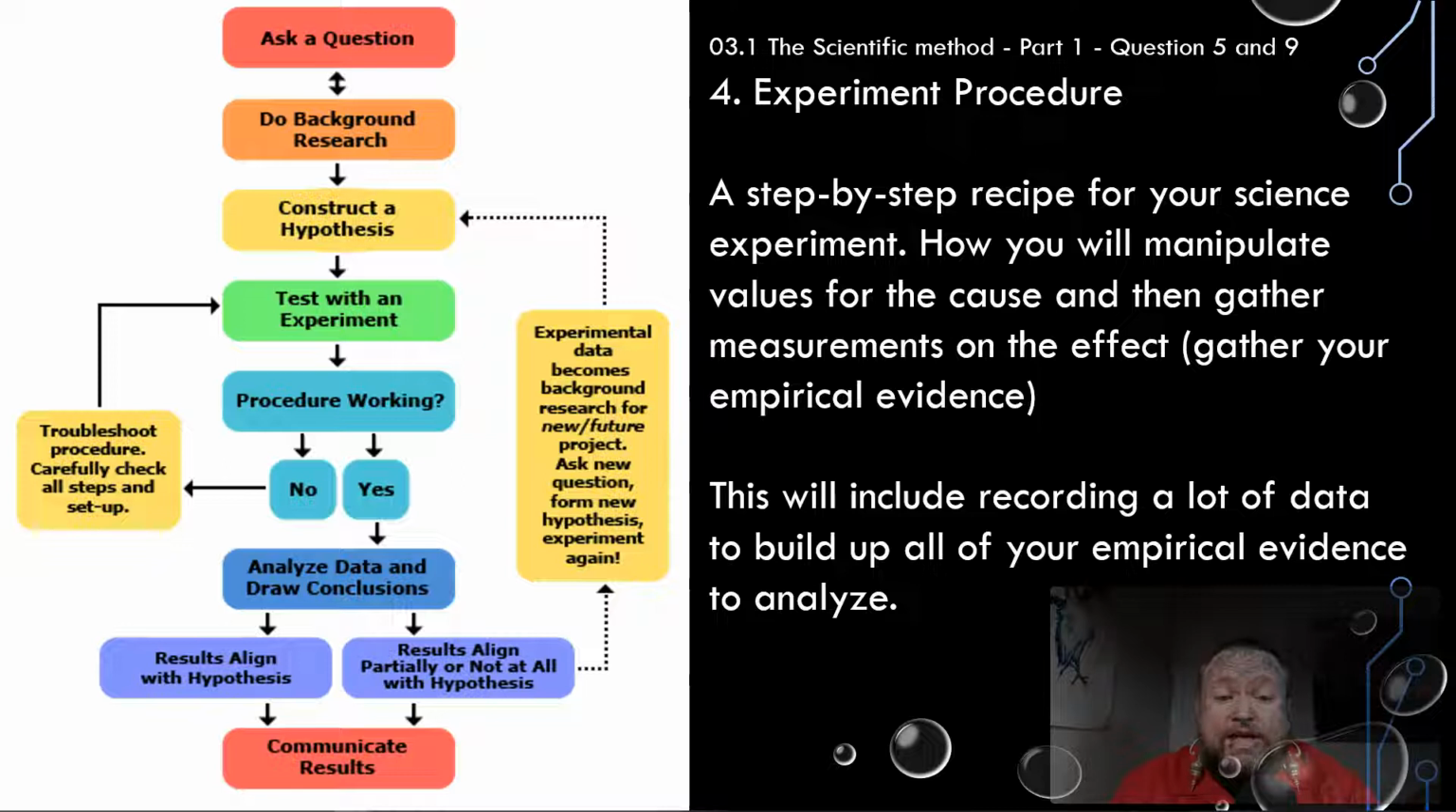How will you manipulate the values for the cause and then gather measurements for the effect to gather your empirical evidence? This will include recording a lot of actual data that you'll keep in tables. It's not just one or a few numbers. Usually this ends up being a lot of actual numbers, and a reason why you need the actual stats later on.